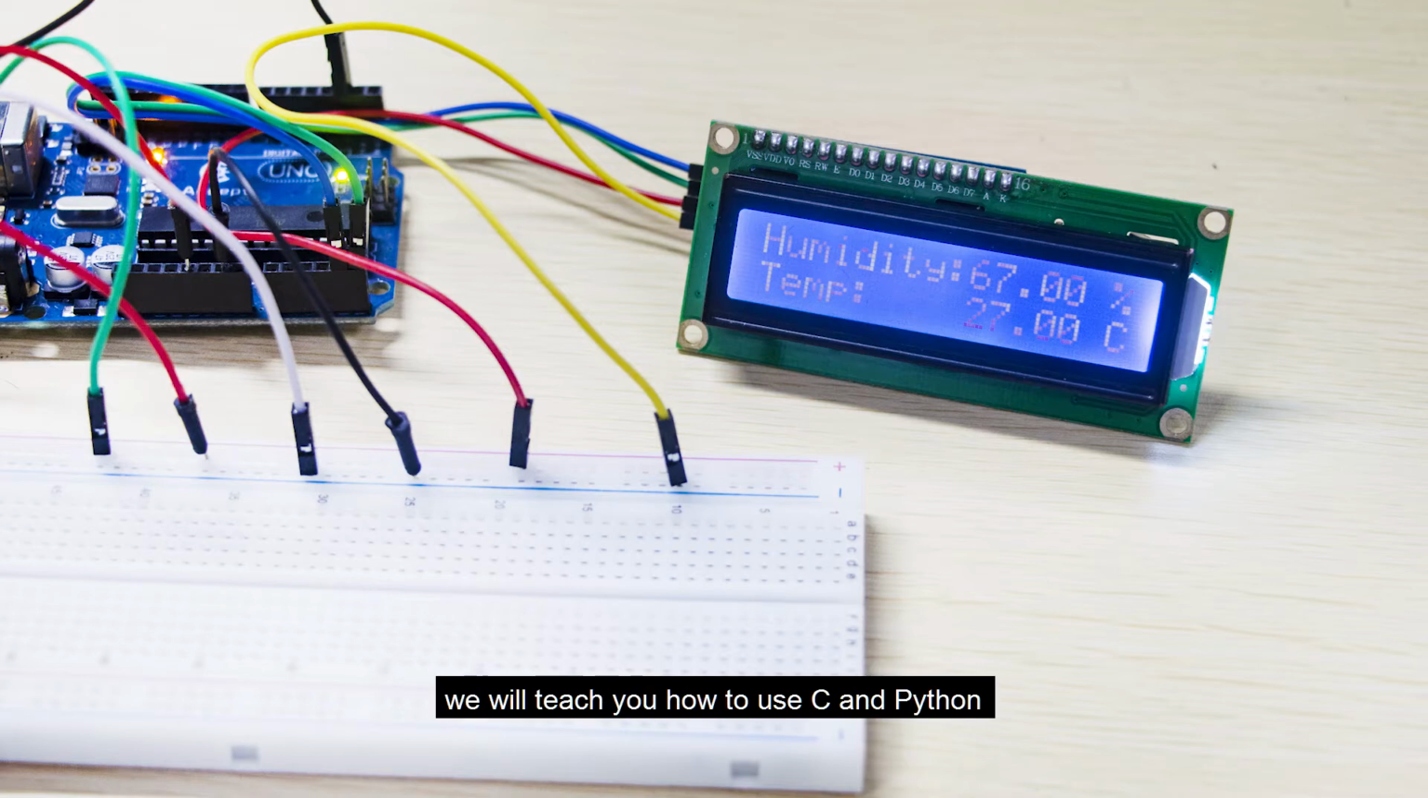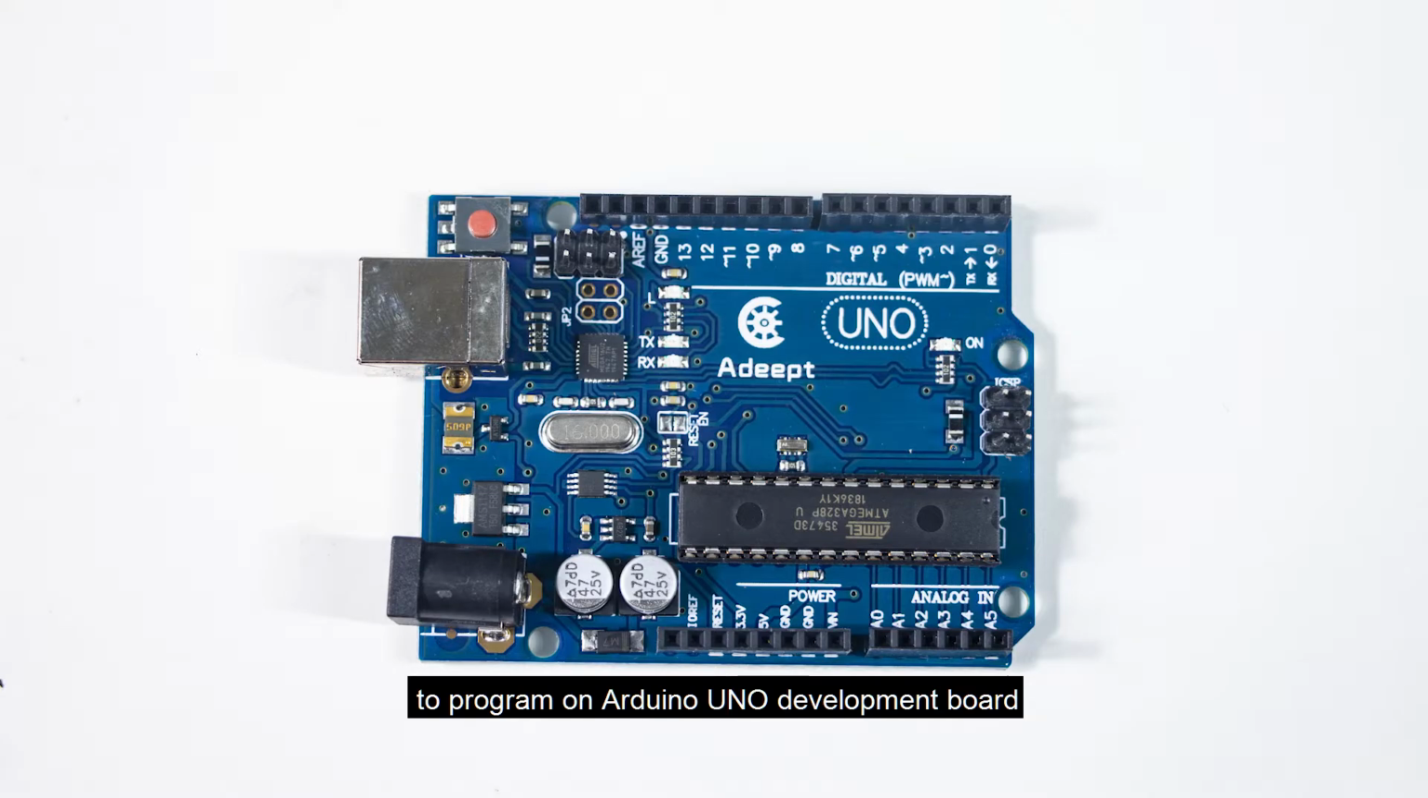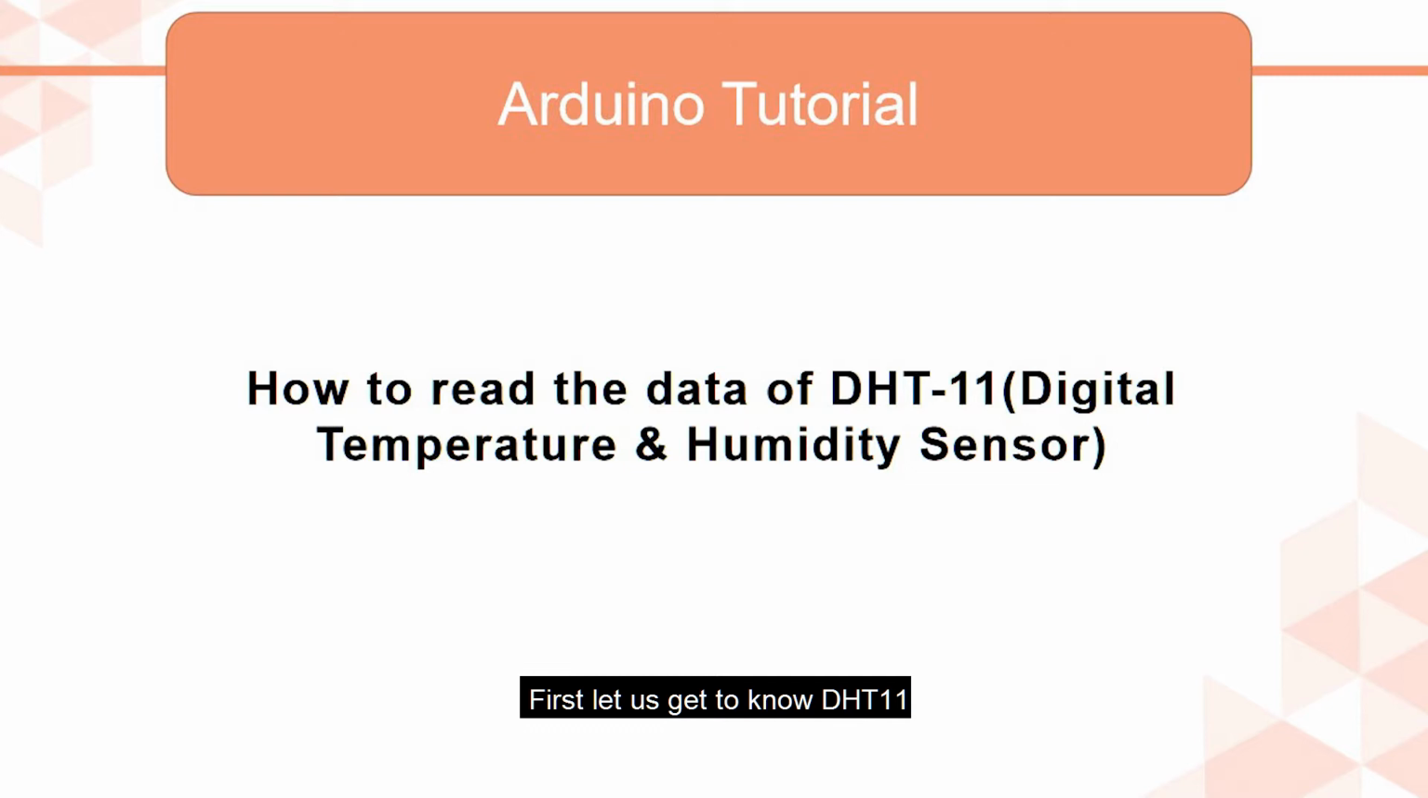In this video, we will teach you how to use C and Python to program on Arduino UNO development board to read the data of DHT-11. First, let's get to know DHT-11.